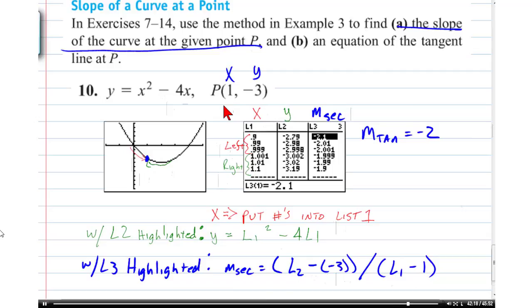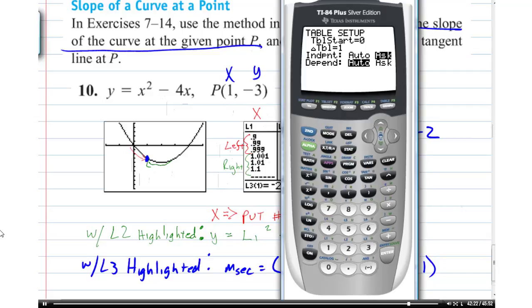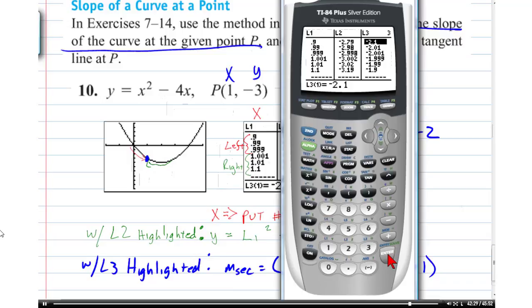How do you get back to the list of like L1, L2, L3? You hit stat. If you go to your calculator, there's a button right there that says stat. Hit stat and then edit, and there's all of your lists. And anytime you want to clear a list out, you can't just delete that item. Highlight the list and then hit clear.